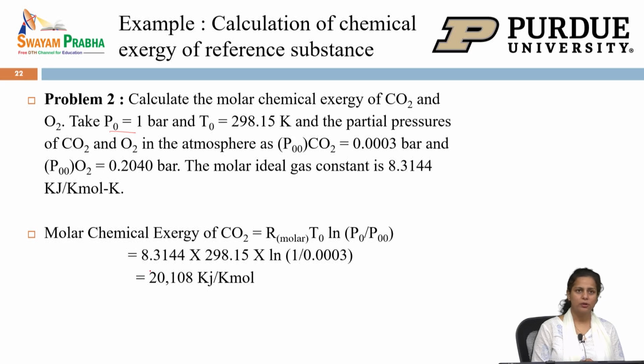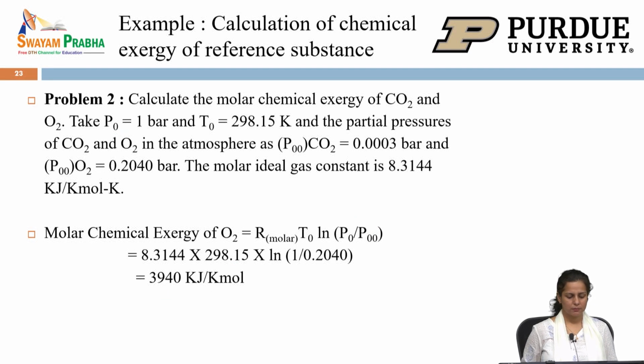So, when you calculate the molar chemical exergy, it is simply 8.3144, which is your R, multiplied by 298, which is your temperature, because the temperature stays constant. What happens is that this is generally just getting in pressure equilibrium with the partial pressure of the CO2 existing in that atmosphere. So, you have 1 by, so P0 is your initial state, which is the environmental state, and P00 is your final state, which is the dead state for calculation of molar chemical exergy of CO2. So, the value comes out to be 20,108 kilojoule per kilomole.